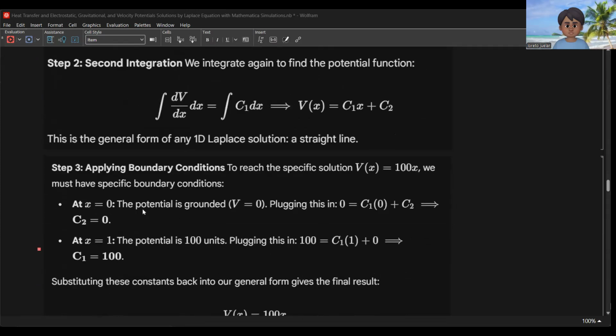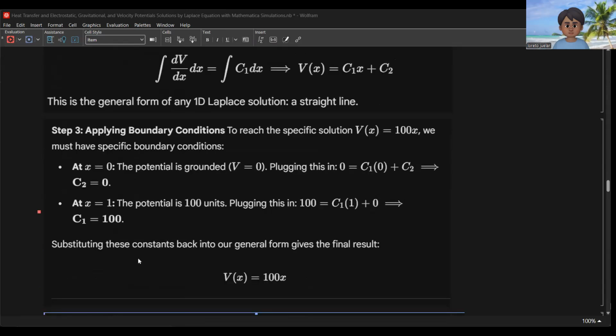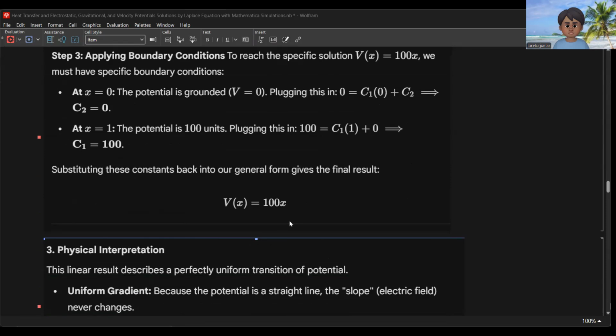At x equal to 0, the potential is grounded, V equal to 0. Plugging this in, 0 equals c sub 1 times 0 plus c sub 2, so c sub 2 is equal to 0. At x equal to 1, the potential is 100 units. Plugging this in, 100 equals c sub 1 times 1 plus c sub 2, which is 0, so c sub 1 equals 100. Substituting this constant back into our general form gives V of x equal to 100x.